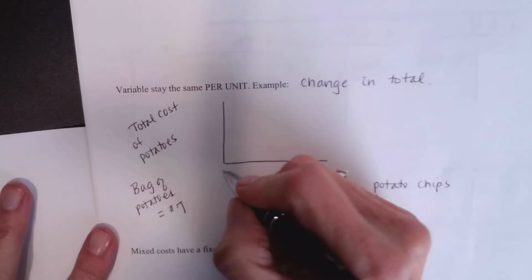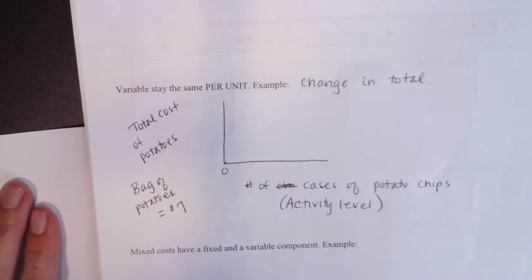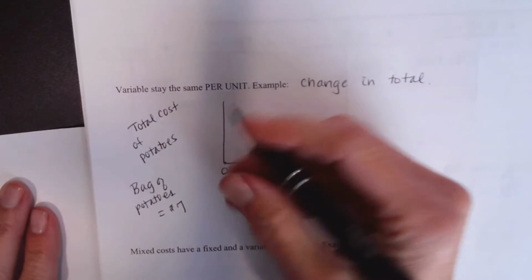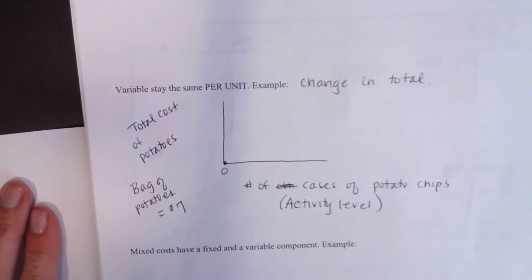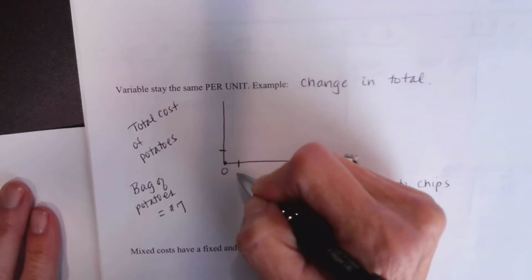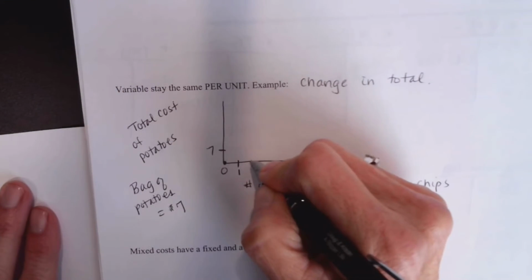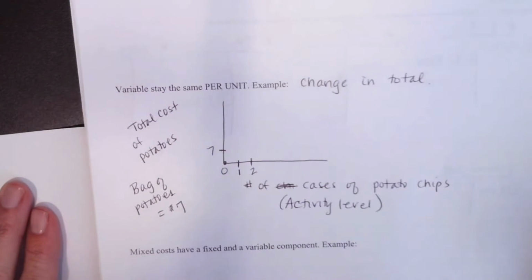So if I don't make any potato chips, the cost of that is 0, right? So I'm right here. What if I make one case? What is the cost of that one case of potatoes if it takes me one bag of potatoes? $7, right? Why is it 7? It's arbitrary. We just made it up.